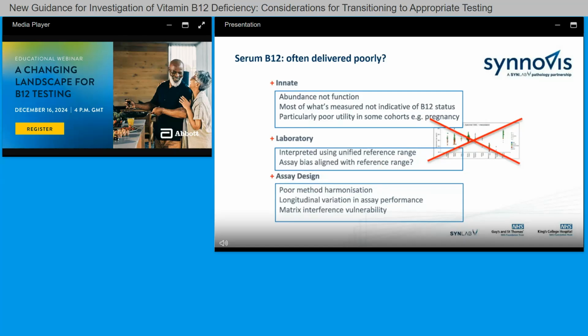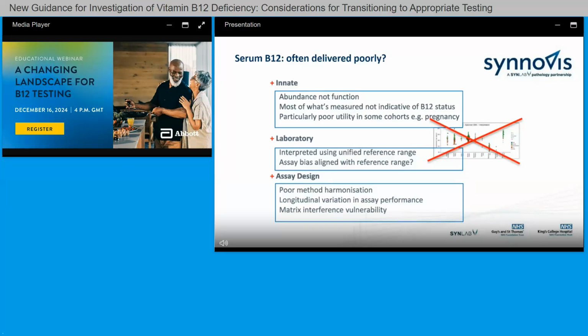But some of the other challenges are introduced by the laboratories, and this includes using unified reference ranges to interpret their results. We also saw from the figure I showed you earlier that there is poor harmonization for the different serum B12 assays. Laboratories must make sure that any bias in the assay they are using is aligned with the reference range that they're using.